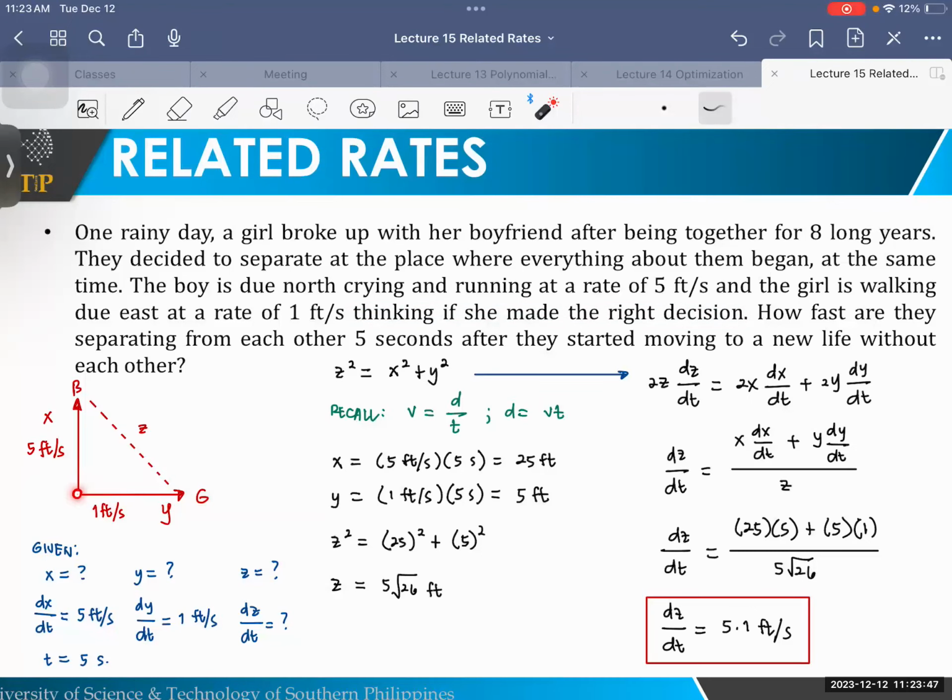Again, from the point where they start, they start walking at the same time, but the boy is running 5 feet per second north. The girl is walking east at 1 foot per second. Now, how fast are they separating from each other 5 seconds later?